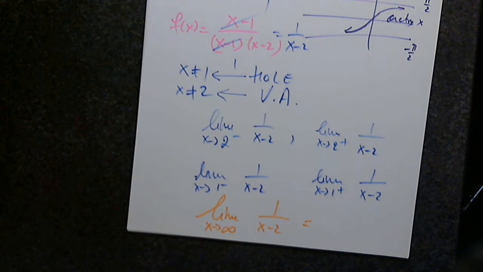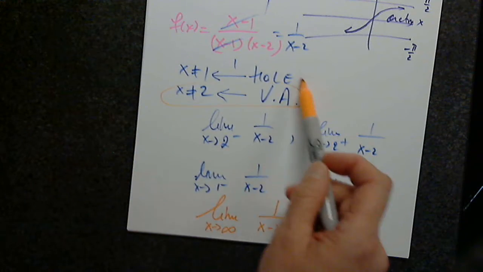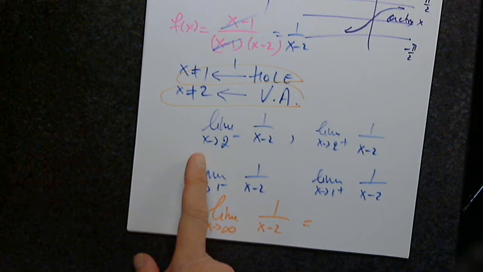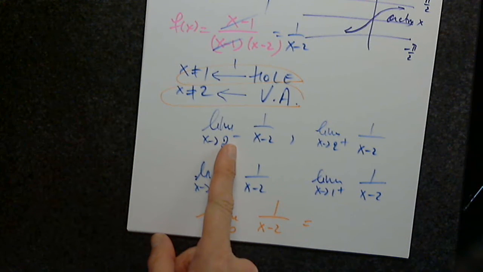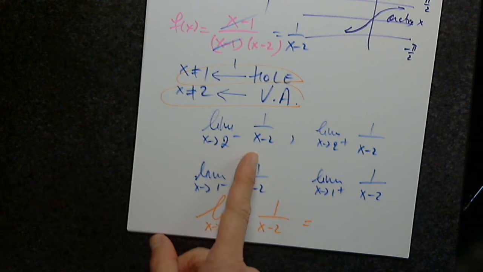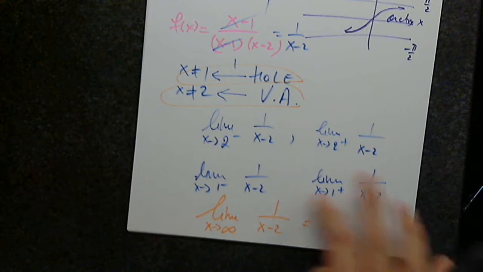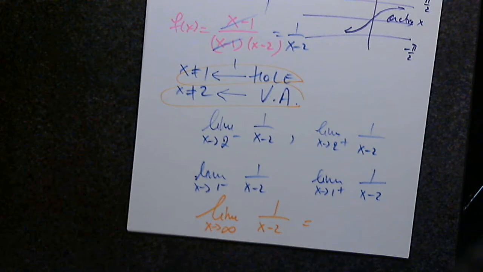So it's not sufficient to say this is a vertical asymptote, this is a hole. We also have to determine the limits left and right. So as x approaches 2 from the left, which means 1.9, I know the answer has to be infinity. There is no question. It's 1 over 0. All of them are 1 over 0, except for the hole, of course. But they're all 1 over 0.